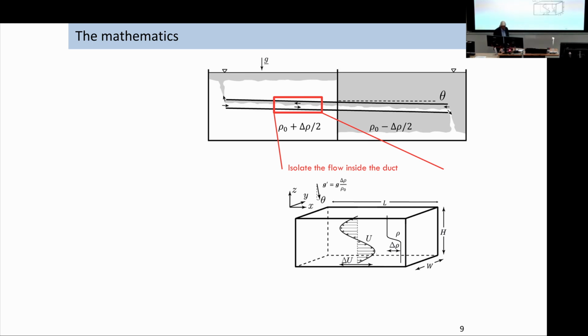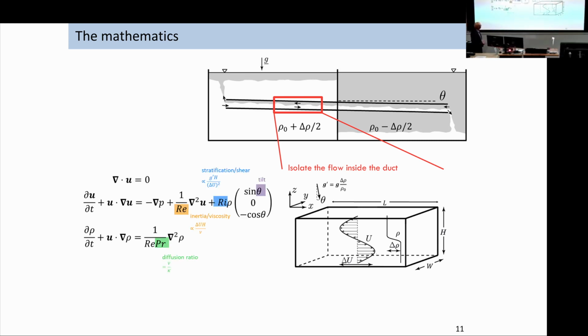Okay. So I'm going to first of all talk a little bit about the parameters in more mathematical terms. Essentially we have a shear flow, we have a density difference in the system, and gravity is tilted by this angle theta as we tilt the duct. And we write down the usual equations of motion: incompressibility, momentum, and conservation of mass. This is the diffusivity of the scalar field, in our case salinity or temperature. And if you non-dimensionalize this system, we get the following non-dimensional form.